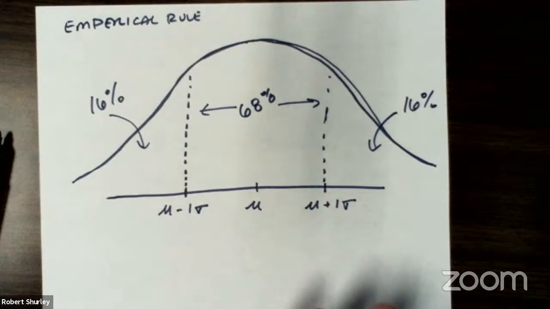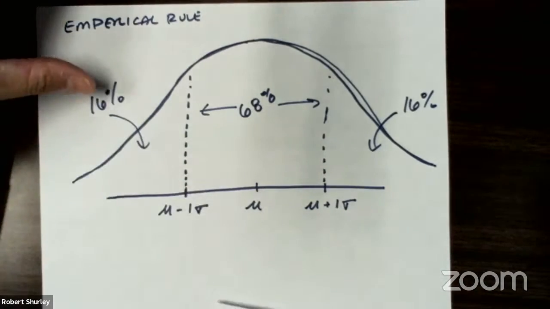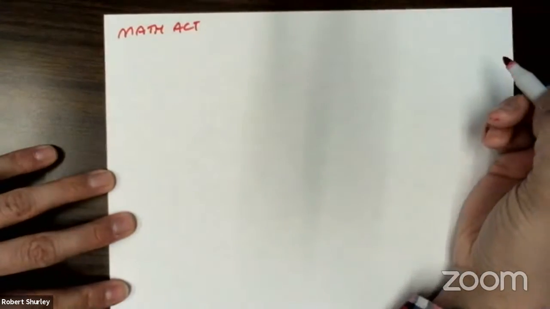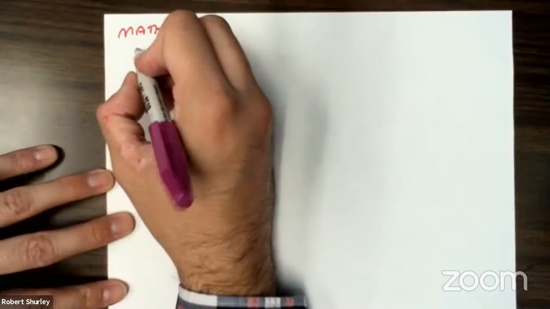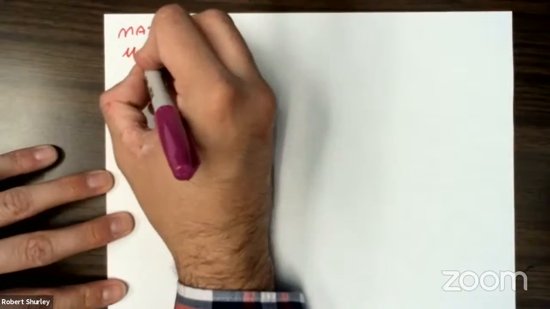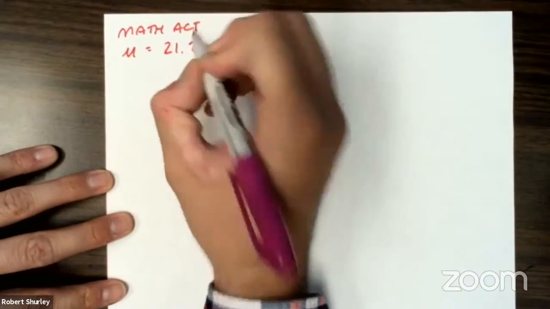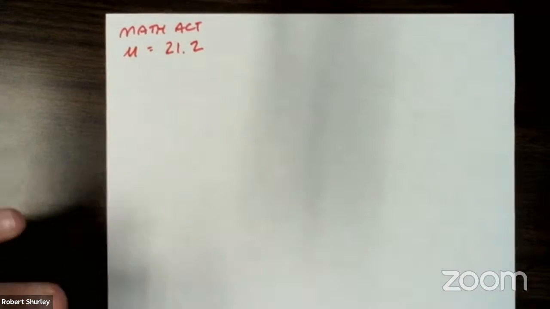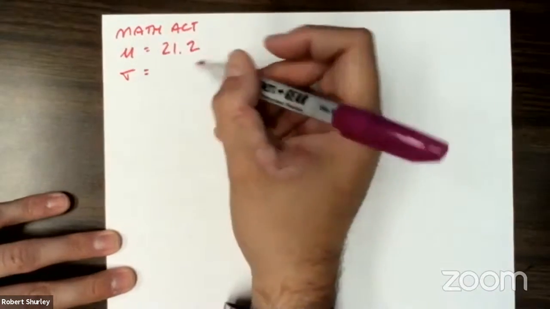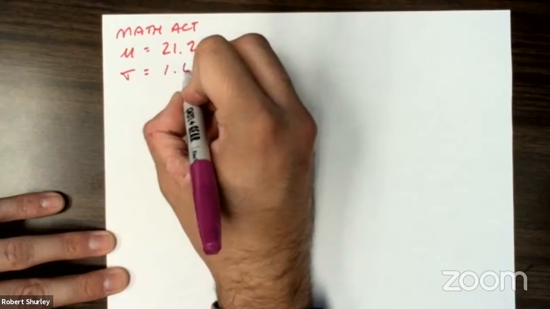So I'm going to give you a real world example here that I know roughly is true. It turns out people that take the ACT, the math ACT. If I look at the math ACT, the average of the population, we're talking about populations here, not samples. The population mean for the math ACT is 21.2. Actually, I think that might be a little high, but it's about 21.2 with a standard deviation of 1.6.